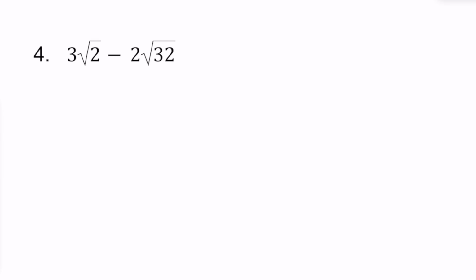All right, so just like in the last example, let's look for the radical with the smaller number inside. That's going to be the square root of 2. On the other hand, we have the square root of 32, and that's not the same thing. So we can't add or subtract right now. But let's see if we can go ahead and break this 32 down and make it a little smaller.